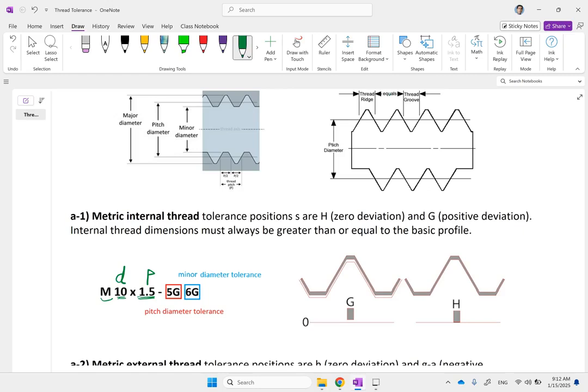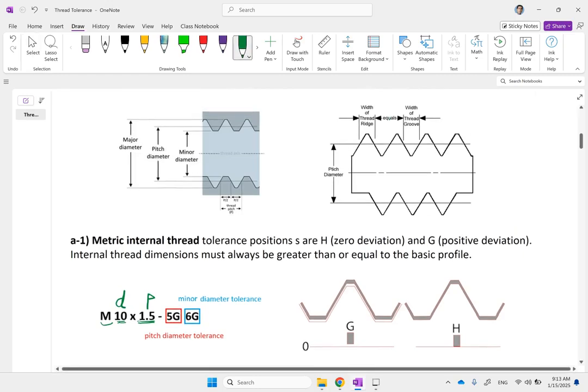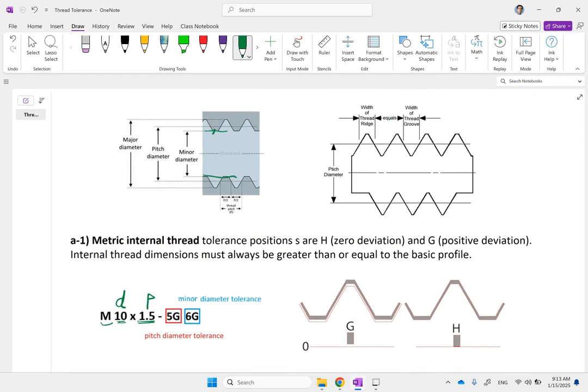If you remember, each thread has a minor diameter, which is the distance between the root and the root of the thread. It has a major diameter, which is between the crest and crest of the thread, and it has a pitch diameter, which is between these two. The pitch diameter is defined as the diameter at which the thickness of the thread is the same as the space between the threads. So at that diameter, which we call the pitch diameter, these two are equal.